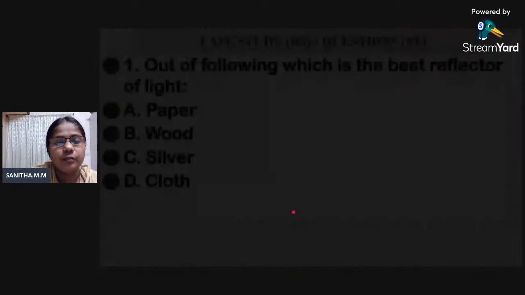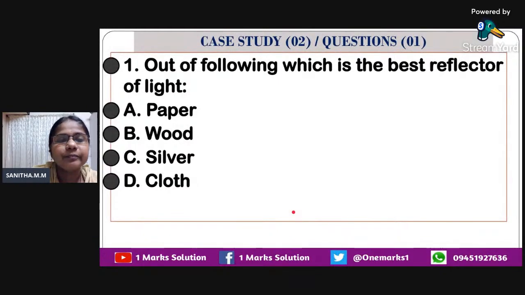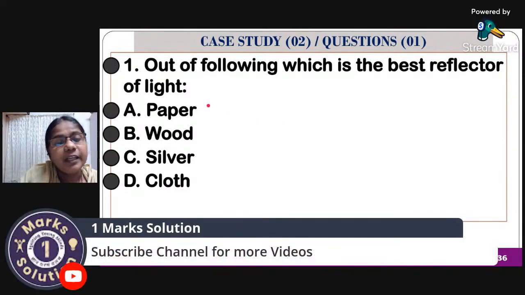Now we will go for the questions based upon this. First question. Out of the following, which is the best reflector of the light? You can just go for it. Paper, wood, silver, cloth. You know the answer. Why?